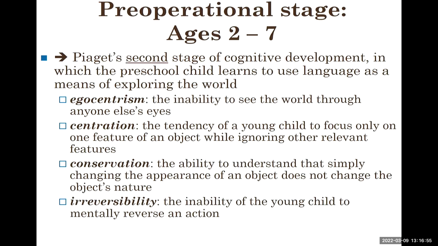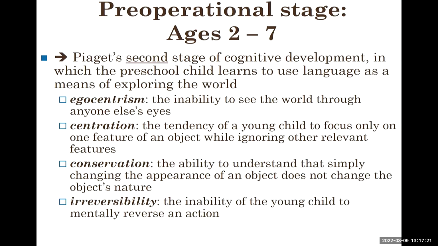Centration refers to the tendency of a young child to focus on one thing, okay, one thing in their environment, and totally ignoring everything else. For example, if you give a small child, a baby, a stuffed animal, sometimes they'll glom onto its nose or its ears, and that's it. That's the whole thing and the total of the thing for them, right?